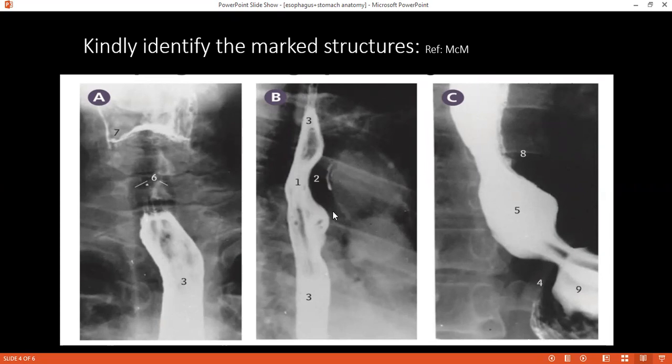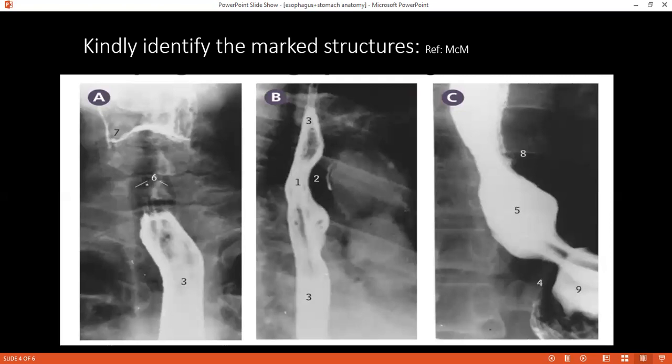What are you supposed to be looking at? Yes, the image in B shows occlusion or narrowing in the lumen of the esophagus, which could be due to constriction. Number 2 is showing a compression from the outside, extrinsic compression on the esophagus, causing obstruction in the lumen. Yes.